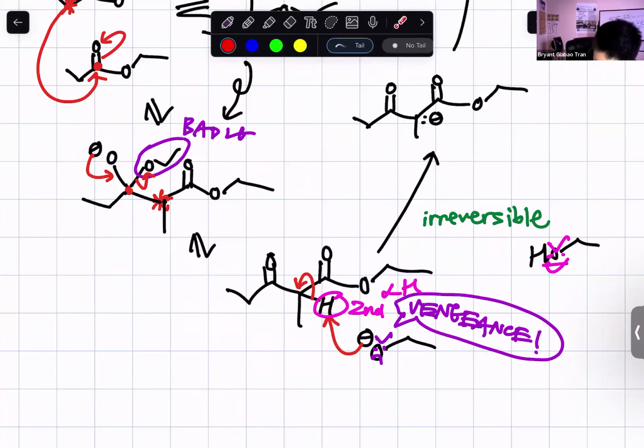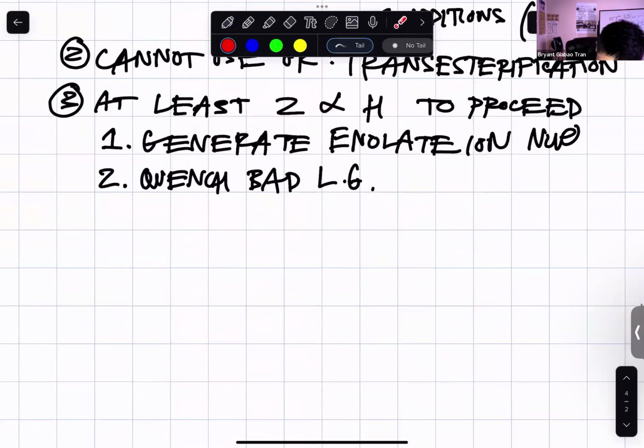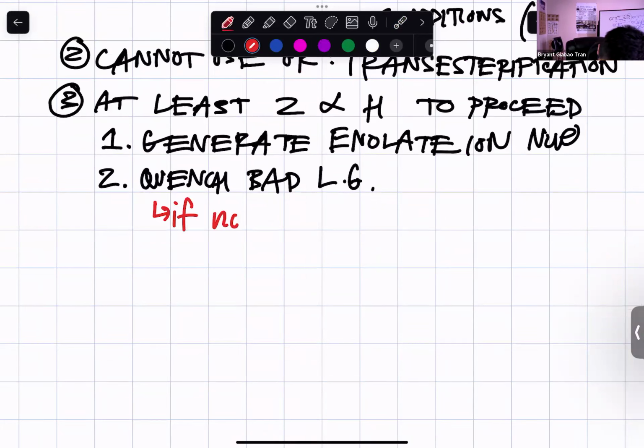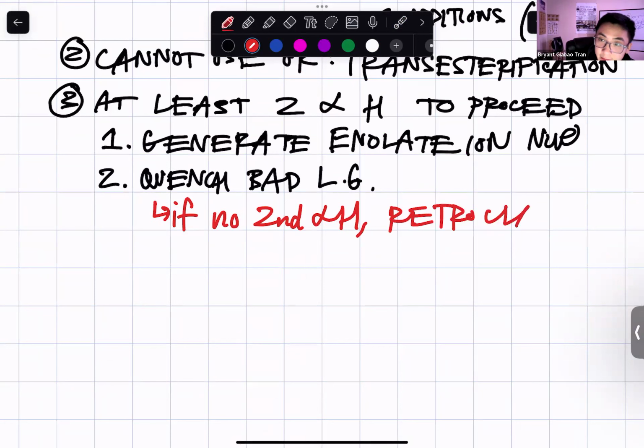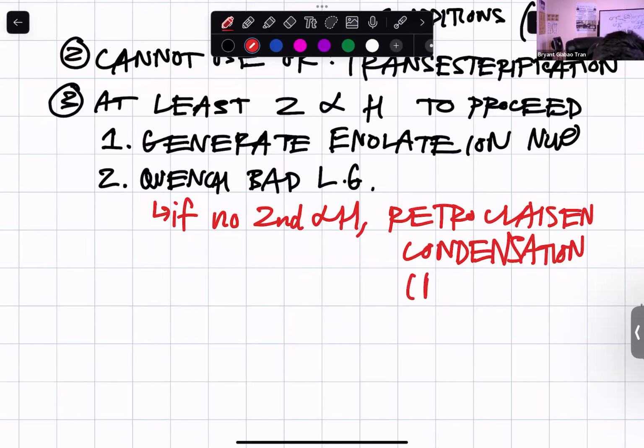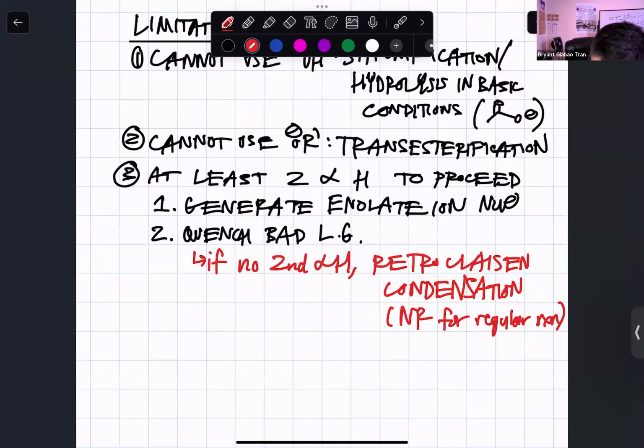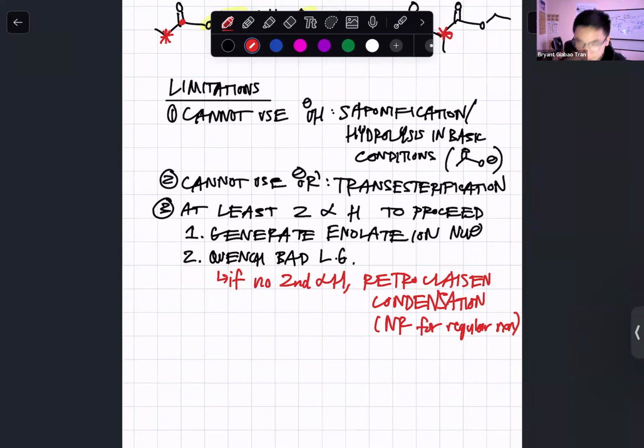If that second alpha hydrogen was not there and we had an R group, then something else is going to happen. There's going to be no reaction for Claisen condensation. If no second alpha hydrogen, we're going to get retro Claisen condensation. We're going to go backwards. Retro Claisen condensation, aka no reaction for the regular Claisen condensation. Right. Okay, so that should give you an overview of what chapter 23 is. Do you have any questions on that?